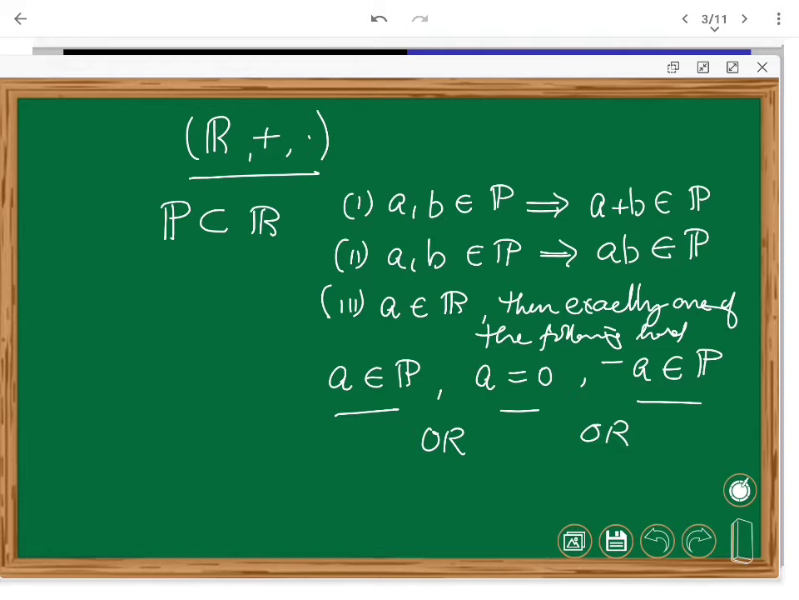But this last property, we will call that the trichotomy property. Why trichotomy? It exhausts the real numbers. You take any real number, it gives us three possibilities. Exactly, it disjointifies the entire real line into three sets.